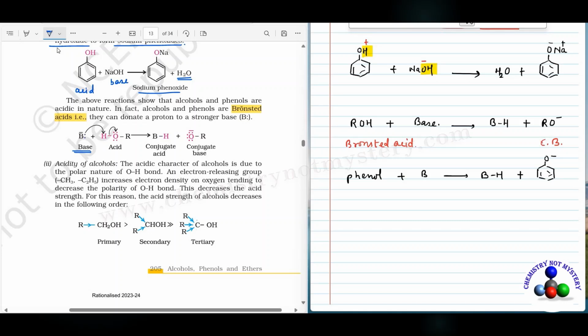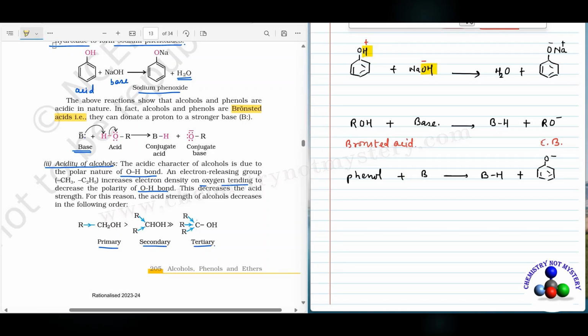Now let's read from the book, Acidity of Alcohol. The acidic character of alcohol is due to the polar nature of the OH bond. An electron releasing group, CH3, C2H5, increases electron density on oxygen, tending to decrease the polarity of the OH bond. This decreases the acidic strength. For this reason, acidic strength of alcohol decreases in the following order. This is primary alcohol, this is secondary, and this is tertiary alcohol.